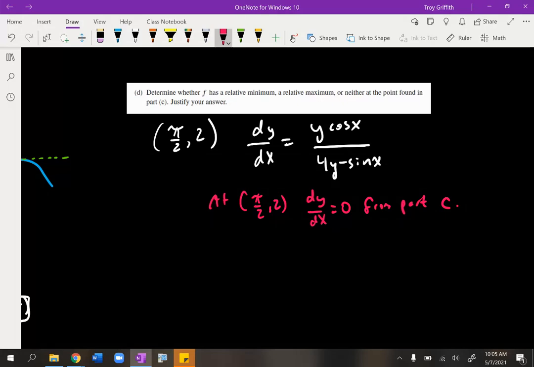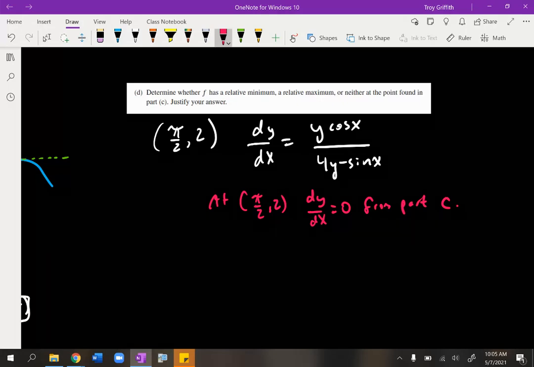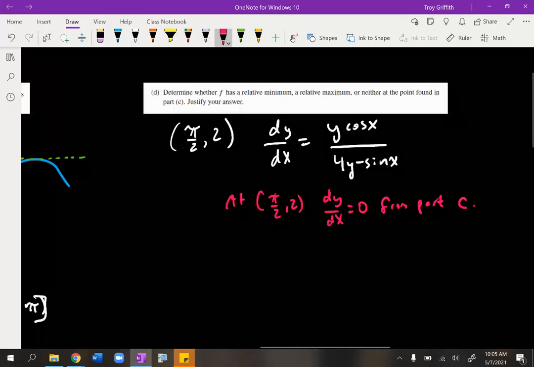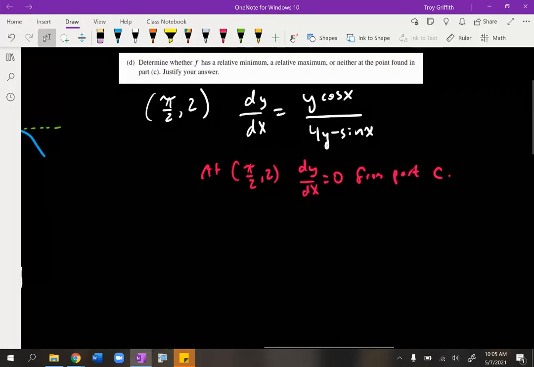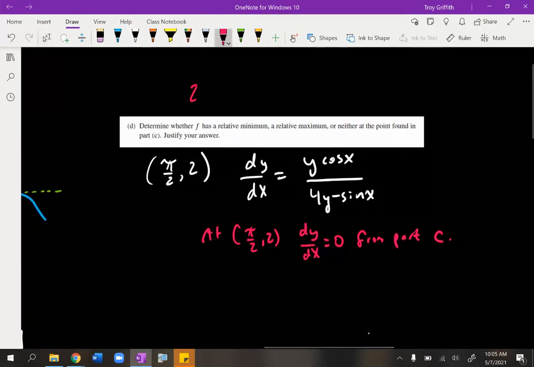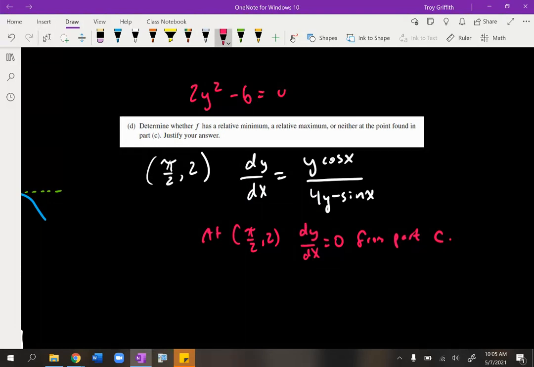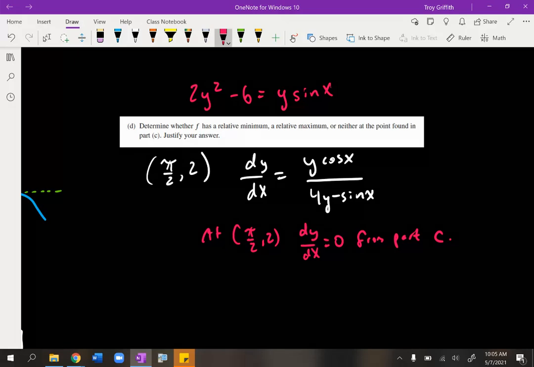Now, a couple different ways we could do this. We could try the first derivative test and pick points to the left and right of pi over 2. However, if we go back to the original equation, 2y squared minus 6 equals y times the sine of x, and tried to pick some other x values, we would have to go back and solve for y for those x values, and that could get a little tricky.